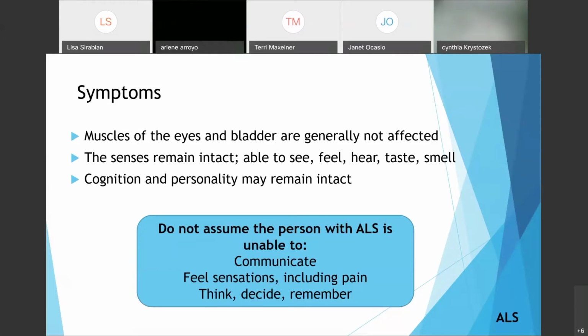Do not assume that the person can't feel, including pain, and do not assume that the person isn't able to think, decide, or remember. As a matter of fact, one of the key things that we need to do is give this person as much control as possible over their care. They actually tend to have a very strong need to control the details about their care, and we need to acknowledge that.